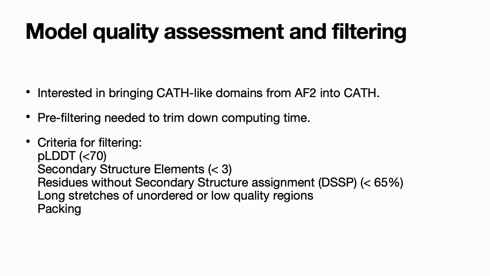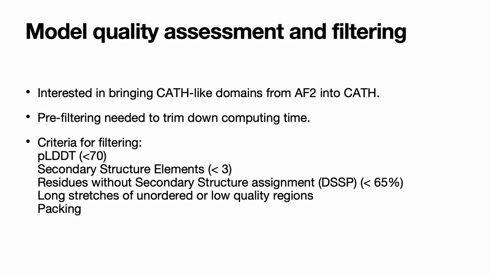First of all, we look at model quality. So we look at the average pLDDT for the whole domain. If it's less than 70, we discard them. And then we tend to discard structures that are very tiny. So if they have fewer than 3 secondary structure elements, they also get discarded. And then we look at residues that don't have a secondary structure assignment. If more than 65% of the structure doesn't have a secondary structure assignment with SSAP, then we discard them too. And then we look at the presence of long stretches of unordered or low quality regions, as well as packing in the domain core.